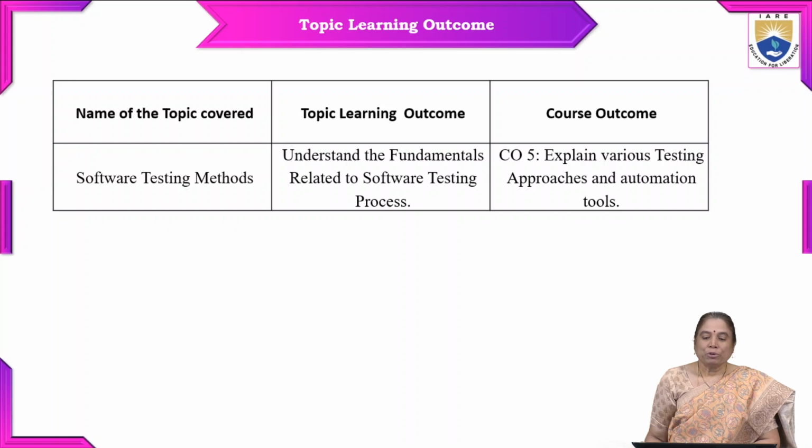The topic learning outcome of this is that the student would be able to understand the fundamentals related to the software testing process. What are the various types of software testing? What are various approaches and methods? What are the various levels of software testing and the software testing life cycle? This topic is mapped to the course outcome CO5, which is to explain various testing approaches and automation tools.